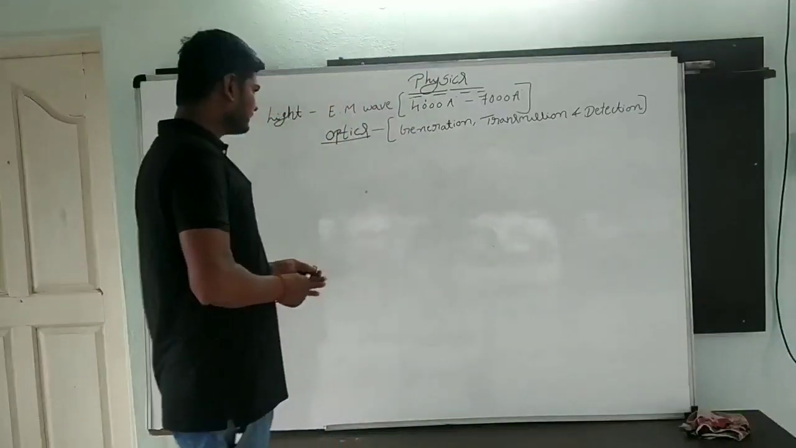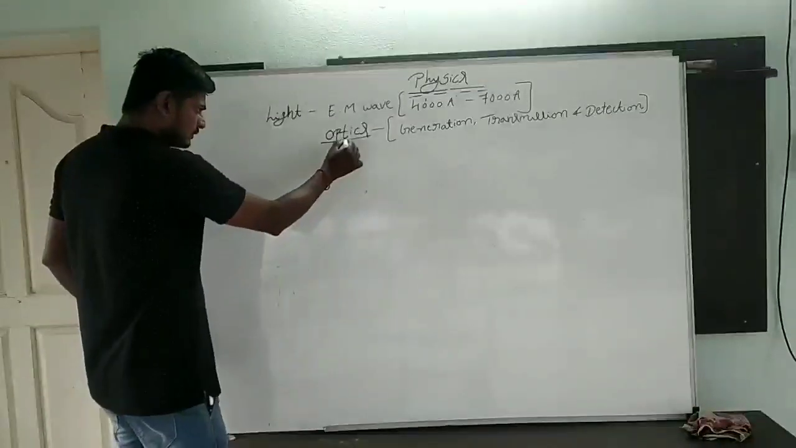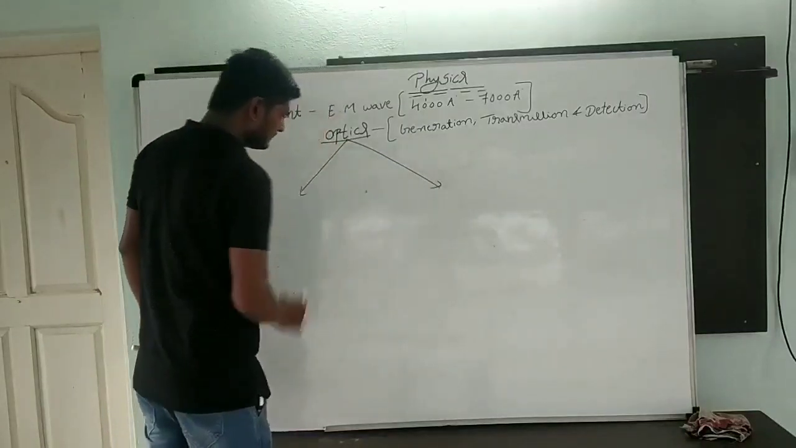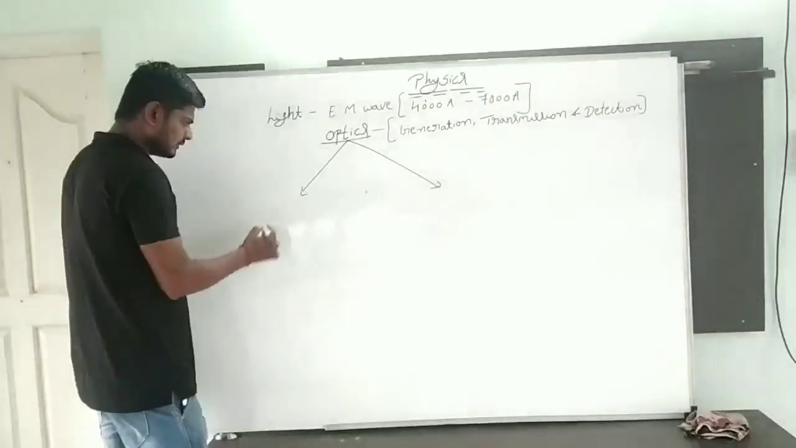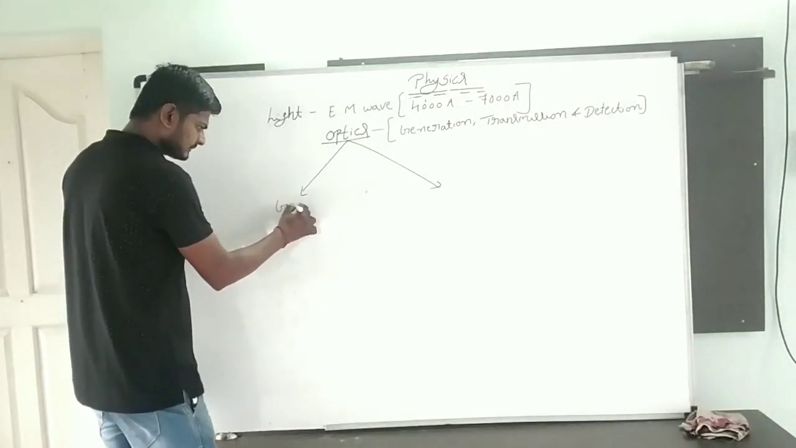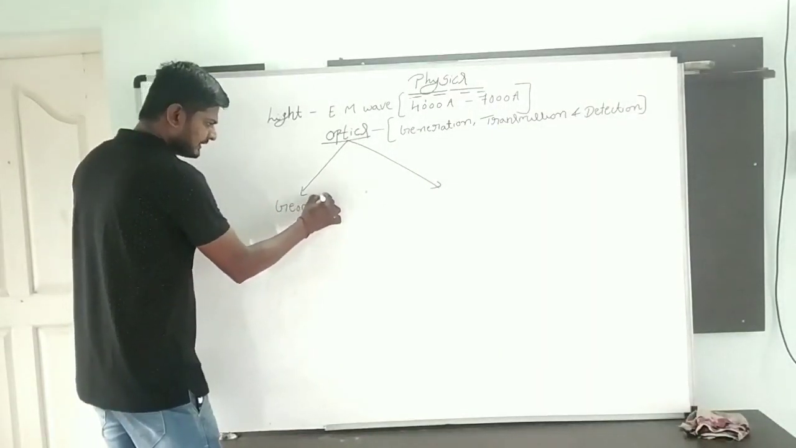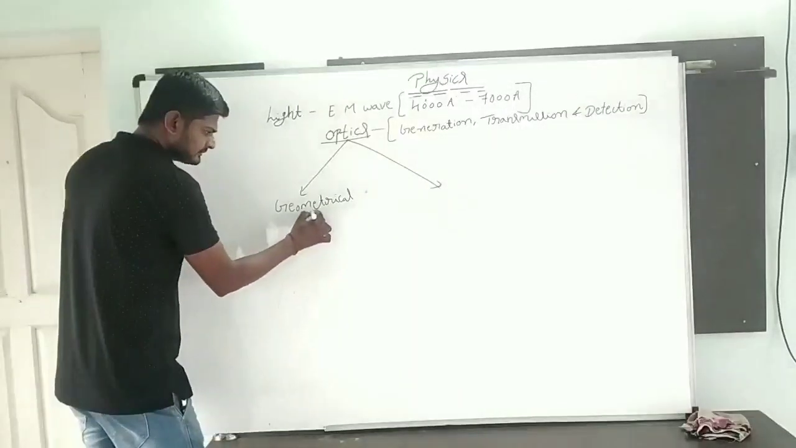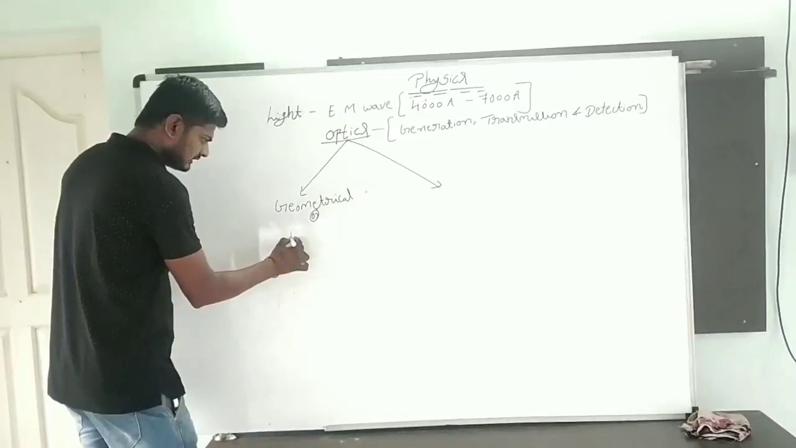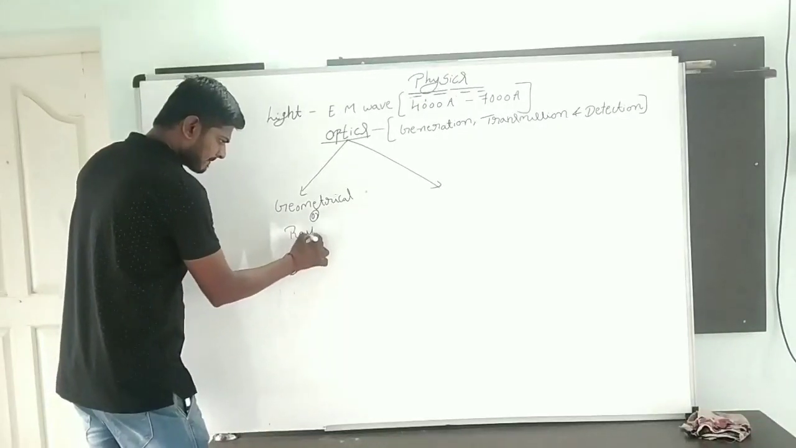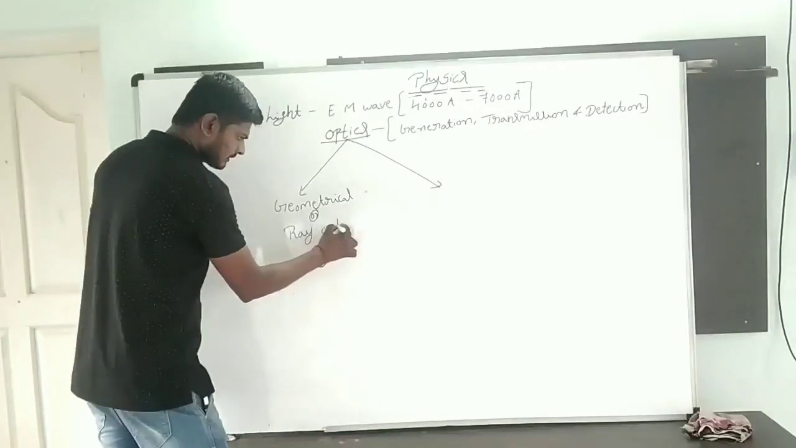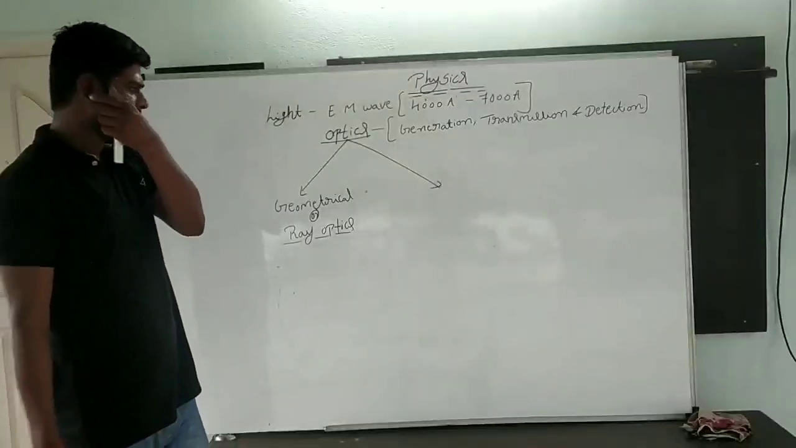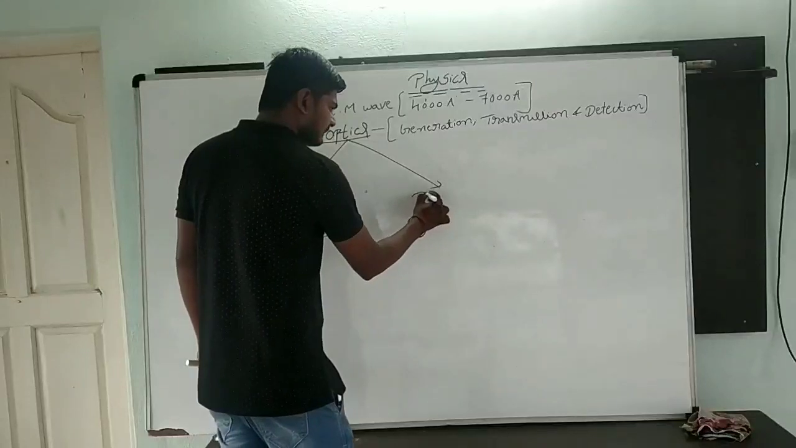Optics. Now here, we are going to classify optics into two types. First one will be what? Geometrical optics, or we can say ray optics. Geometrical or ray optics. Another would be physical optics.